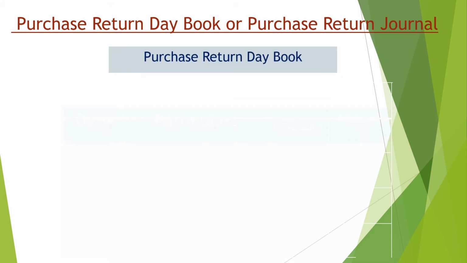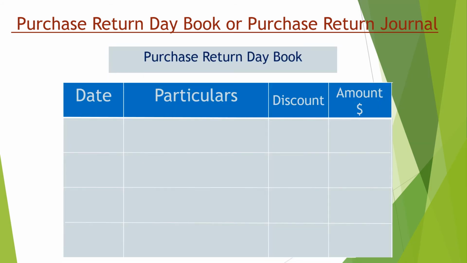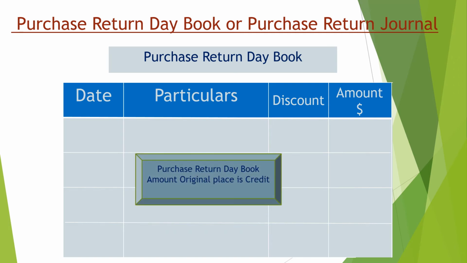We should note that purchase return's original place is credit, which is opposite of the purchase account. Creditor's original place is credit, but when goods are returned to creditors, their account will be debited as the liability is decreased. Let's see the format first. The format is the same as that of the previous three books. A couple of transactions now will be shown underneath.